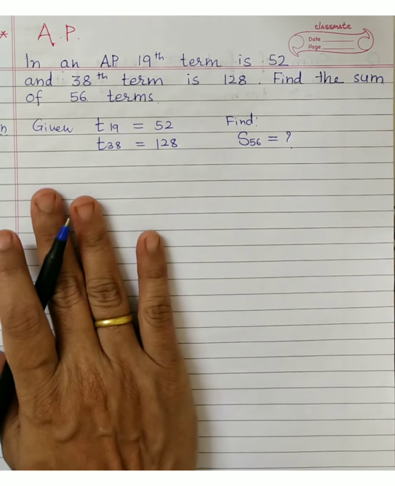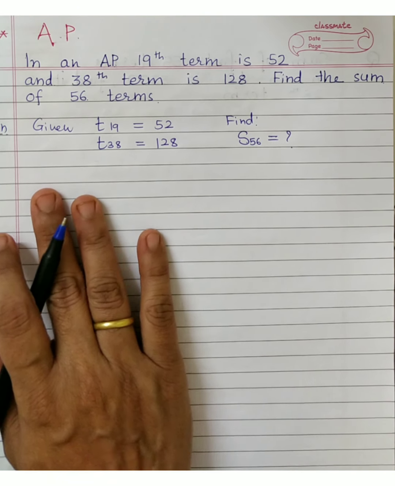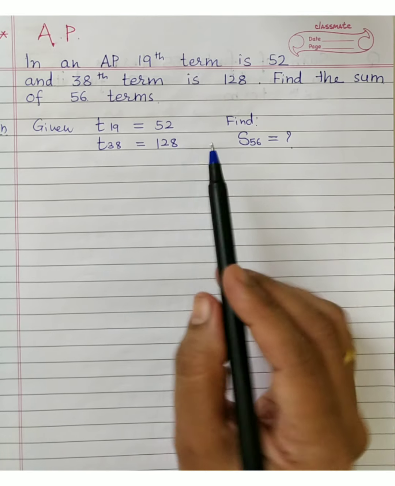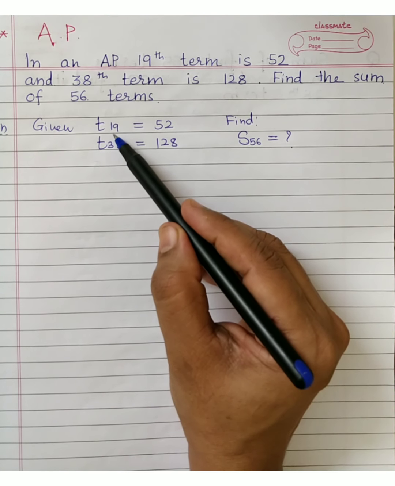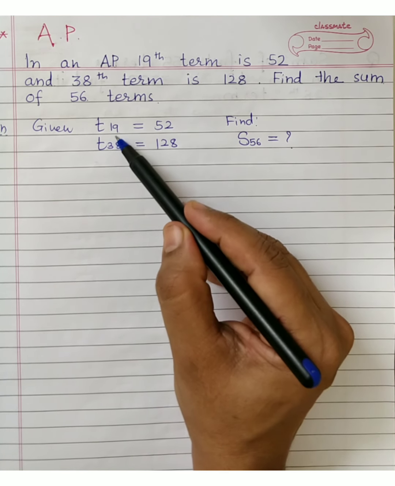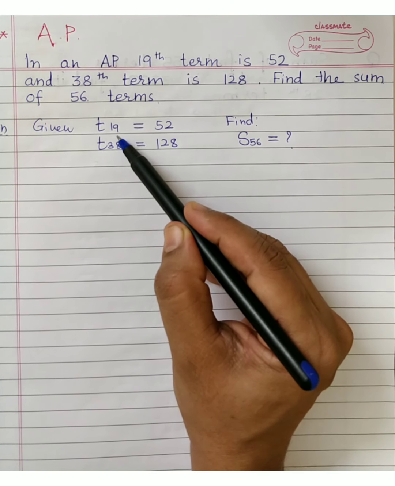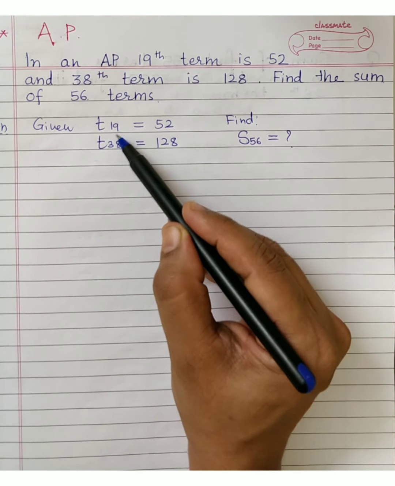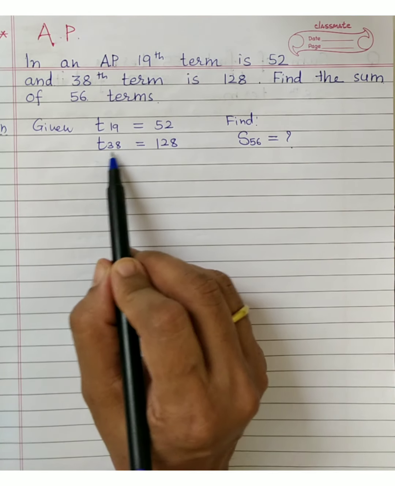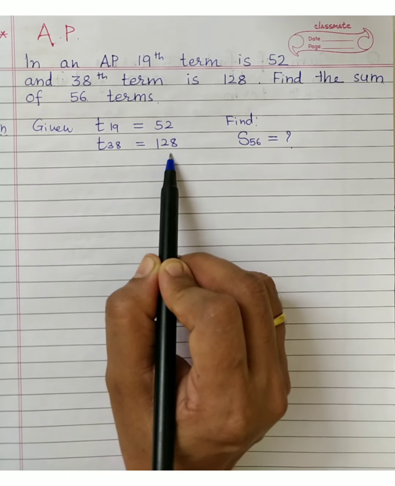One very simple way which comes to your mind is to assume the first term as A and the common difference as D. So you will be getting two equations here. For the 19th term, what will you get? A plus 18D, right? With practice, you must have understood. That is application of formula. A plus 18D is 52 and A plus 37D is equal to 128.